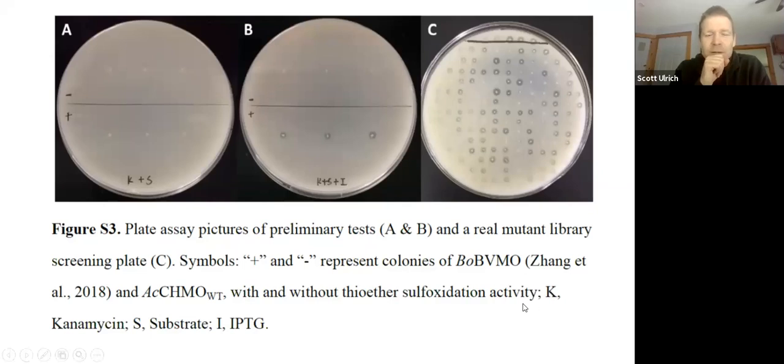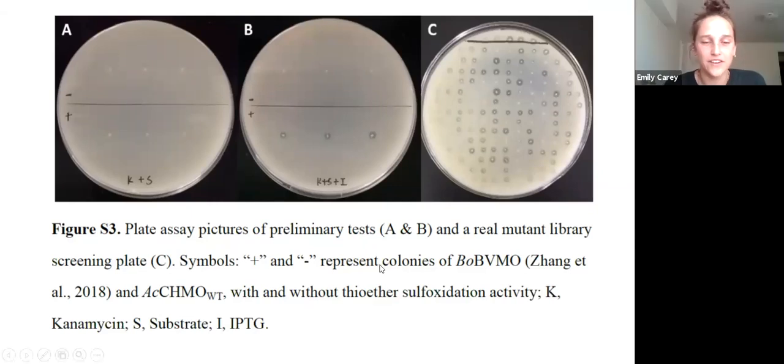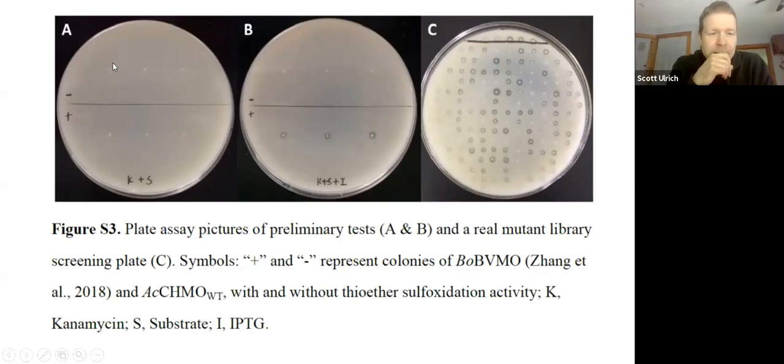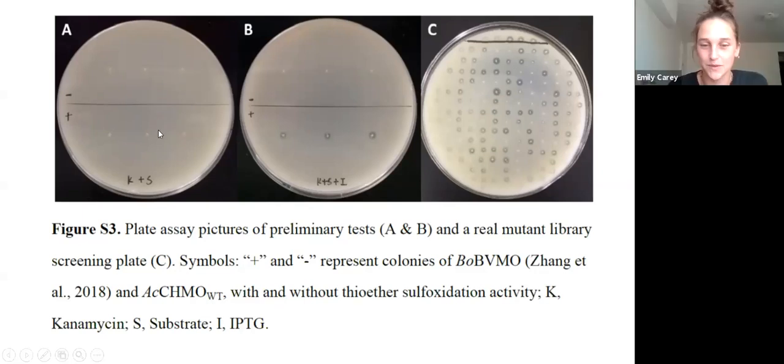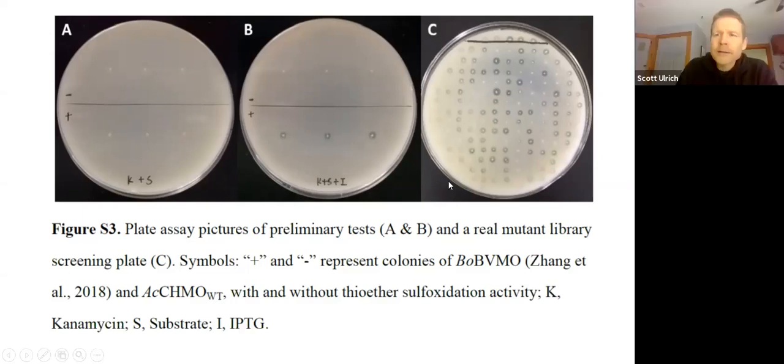So, do you know what you're looking at? I tried very hard to understand this. These were certain colonies, and these were other certain colonies. I'm guessing this was colonies of the BVMOs with the thioester sulfoxidation, so with it having the double bonded oxygen, and without, is how I understood it. Let me read it real quick.